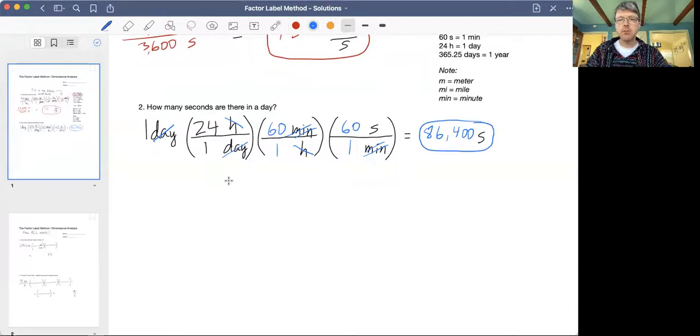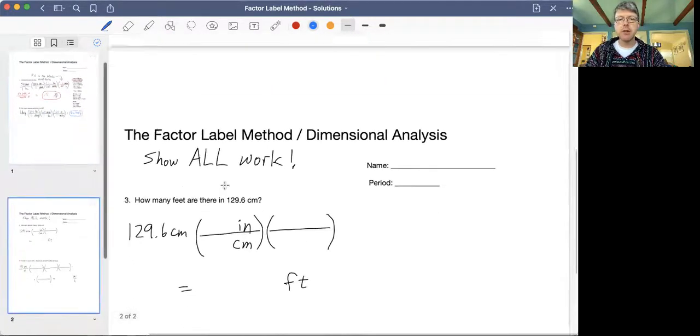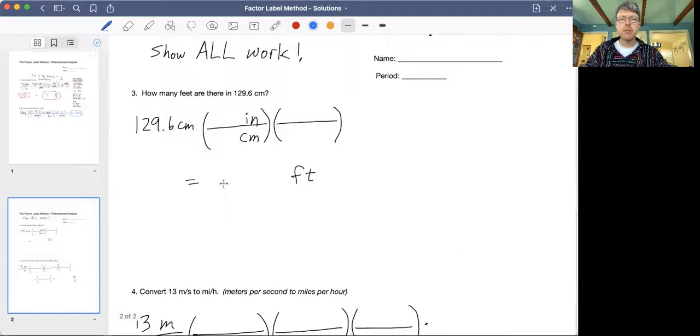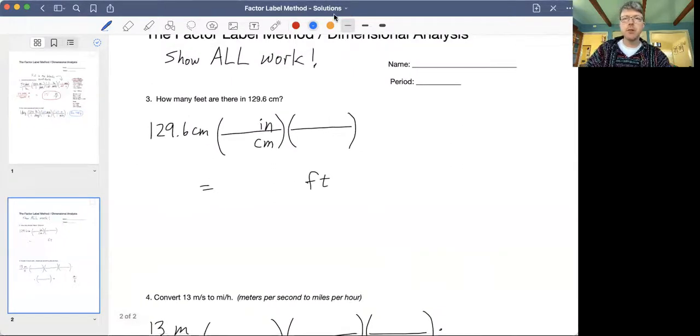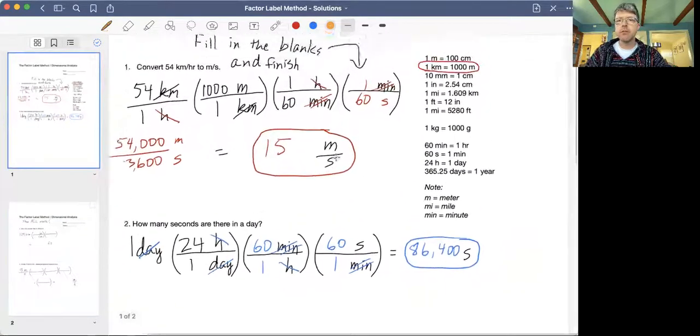Okay, that one wasn't super hard, but now let's see if we can do one that also has things in the top and bottom. I don't remember whether this one does or not, but let's try it. Okay, 129.6 centimeters, and we're going to convert that into feet. We're going to take 129.6 centimeters. We're going to go to inches, and we need to kind of look at our conversion factors here.